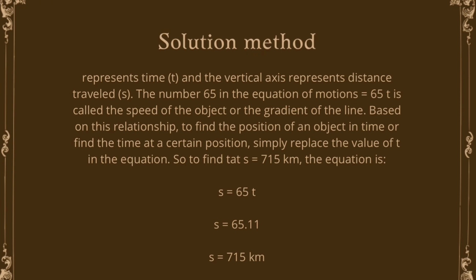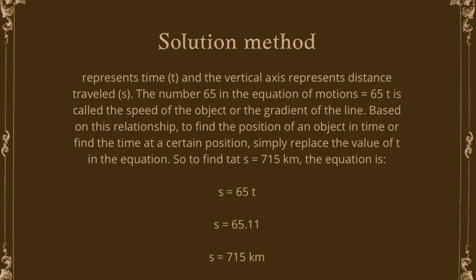The number 65 in the equation of motion S equals 65T is called the speed of the object, or the gradient of the line. Based on this relationship, to find the position of an object at a given time, or find the time at a certain position, simply replace the value of T in the equation.